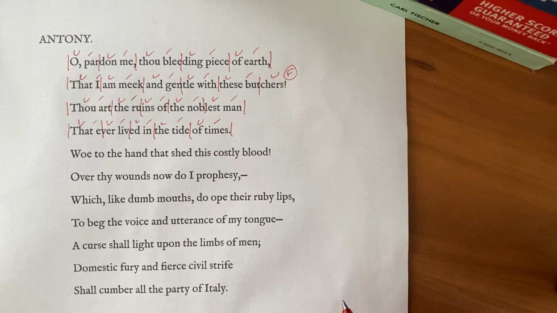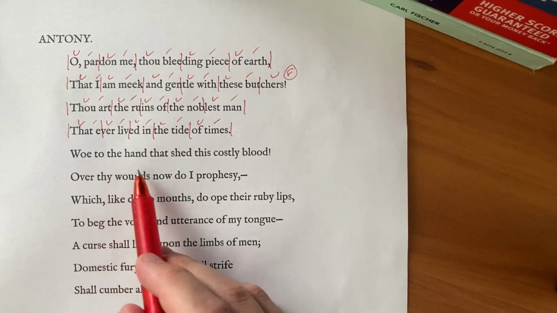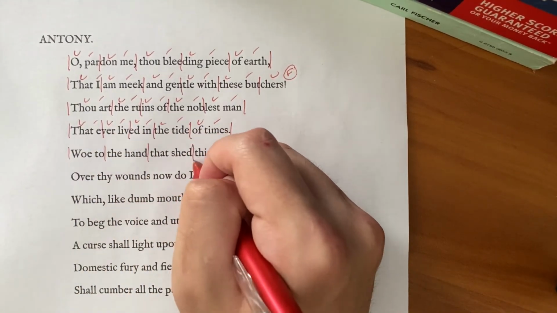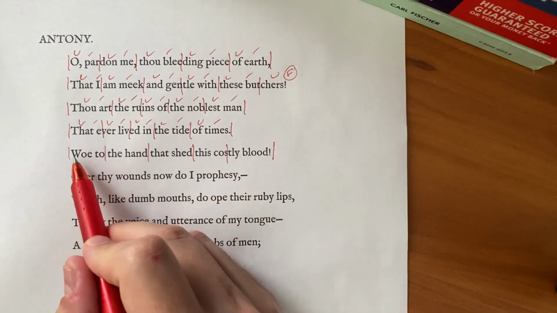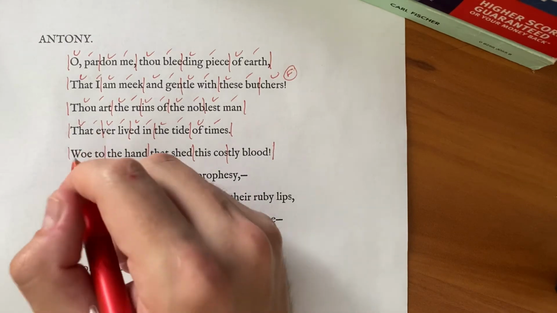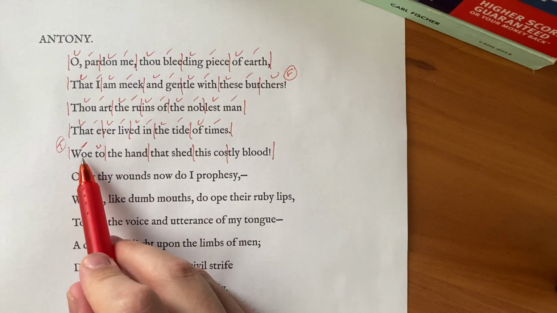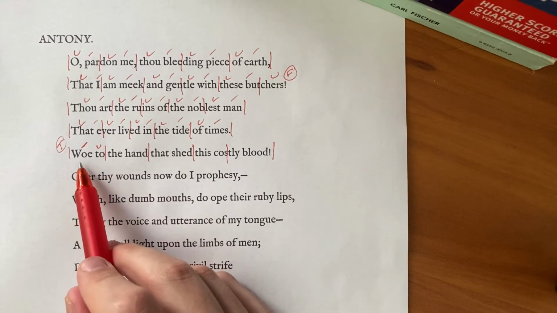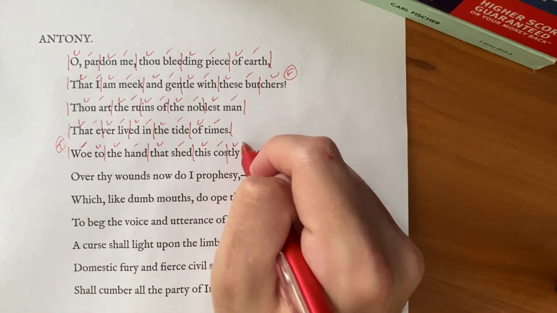So we can change that to a regular line of iambic pentameter. That worked out okay. So we have here, "Woe to the hand that shed this costly blood." Great. Now what I'm going to do here is use a trochee at the beginning, right? Because it seems like the word woe is pretty important in this sentence. To is less important. Woe is more important. The hand shed costly blood.